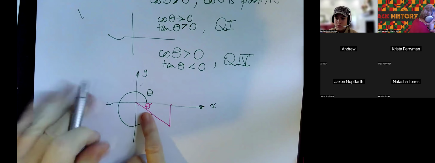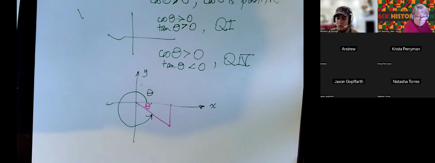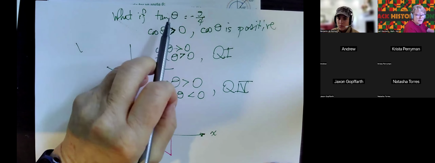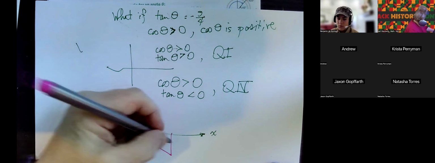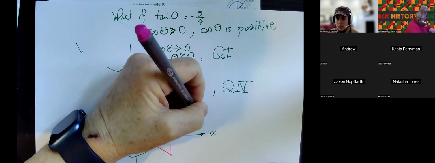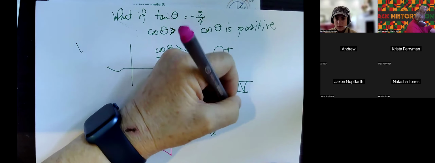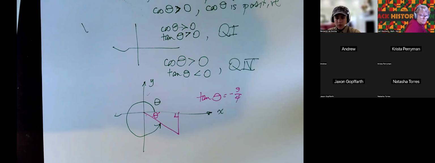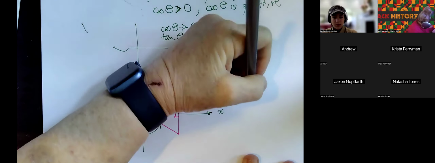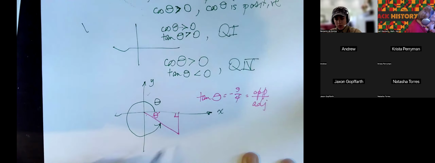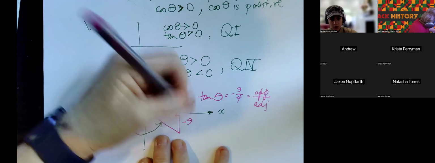Okay, so let's see. How can I label the sides of the triangle from what I know? Because I was given that the tangent of theta is negative 9/4. Well, since tangent is opposite over adjacent, we can say that the opposite would be -9, and then the adjacent would be 4.